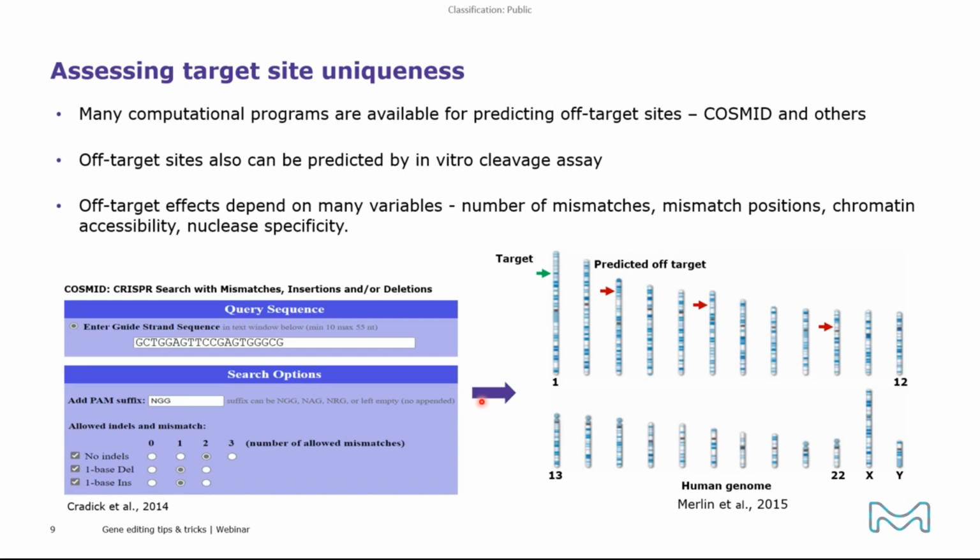However, the actual off-target effects in an editing experiment depend on a wide range of variables, such as the number of mismatches, position, nuclease mismatch tolerance, nucleosome positioning, local chromatin structure, and epigenetic status. Some of them are difficult to predict, if not impossible.